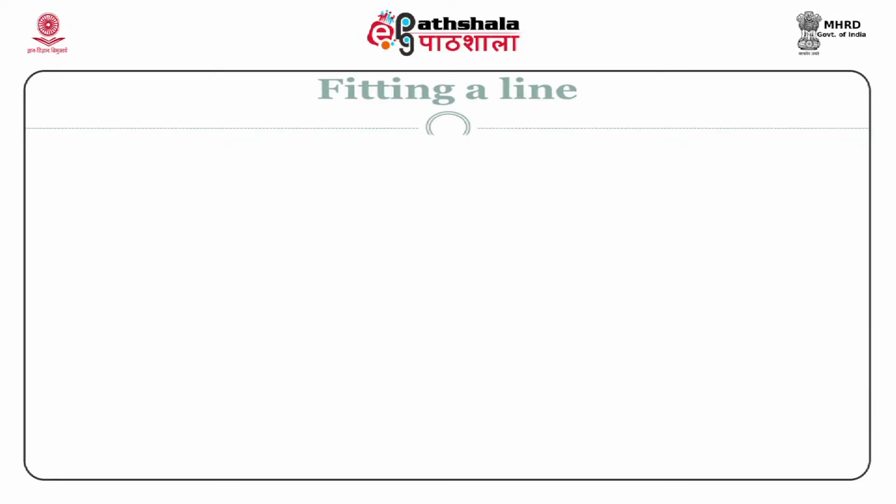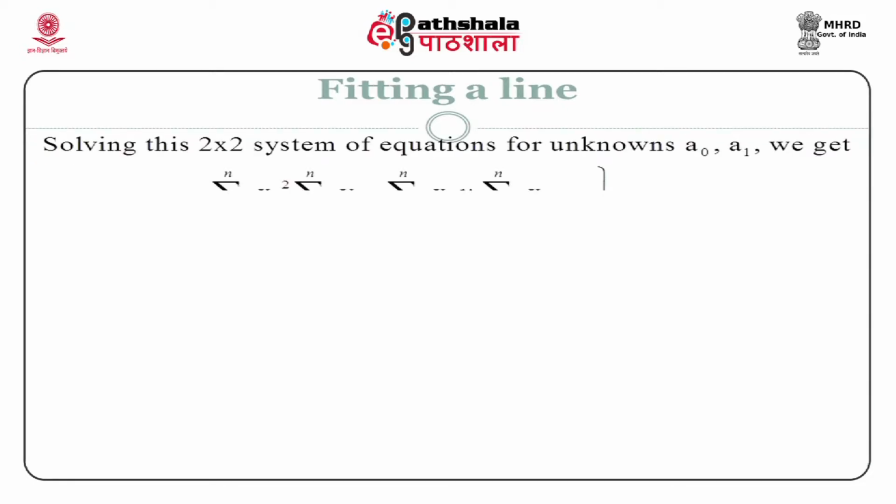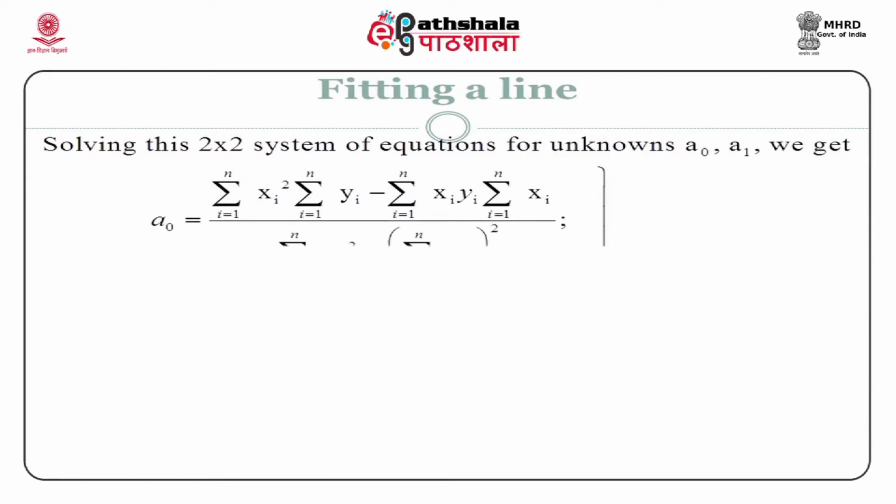Solving this 2 by 2 system of equations in unknowns a0 and a1, we get a0 equal to sigma i equal to 1 to n xi square into sigma i equal to 1 to n yi minus sigma i equal to 1 to n xi yi, sigma i equal to 1 to n xi, upon n into sigma xi square, i equal to 1 to n, minus sigma xi whole square.